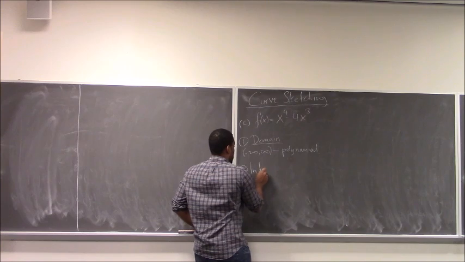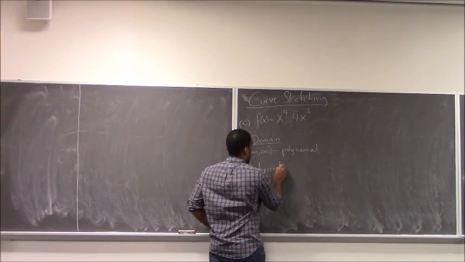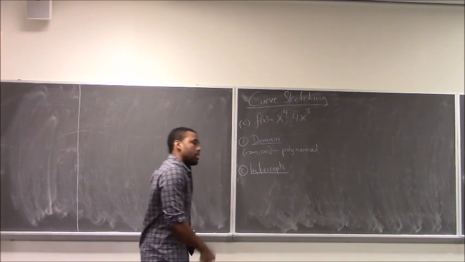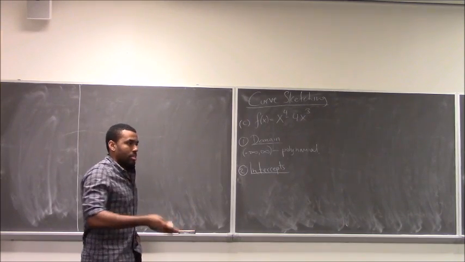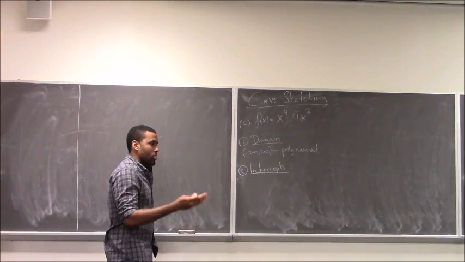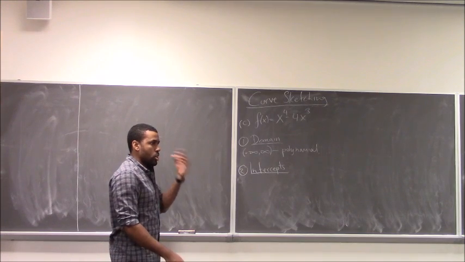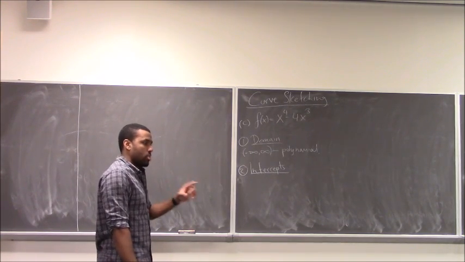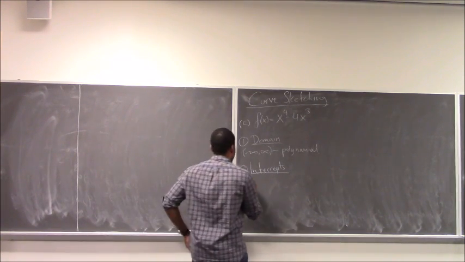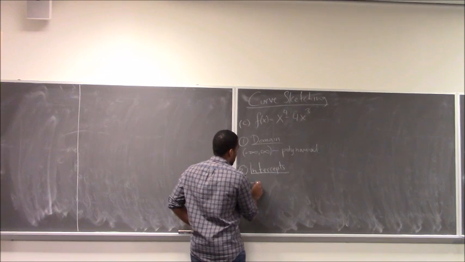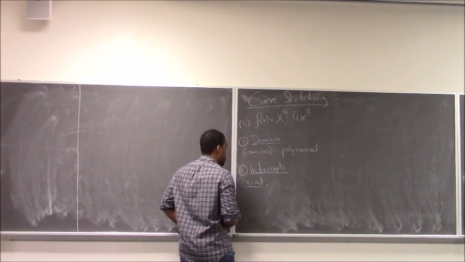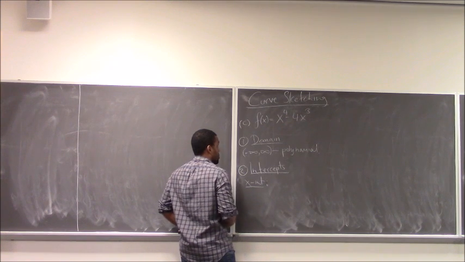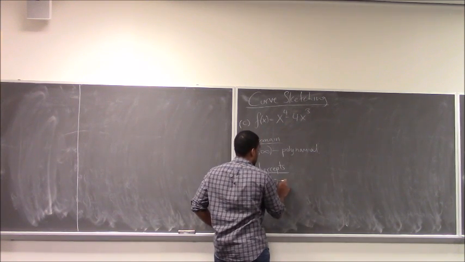Next thing we look for? Intercepts. So we're going to look at x and y intercepts. Especially in curve sketching, these are one of the longer kinds of problems, so you really want to know what you should do first, second, third, and it should be dialed in. So we're going to find the x-intercepts. How do you find those? Set y equals 0, solve for x.